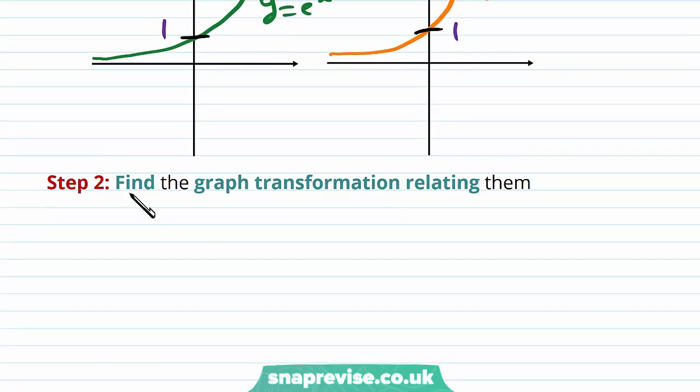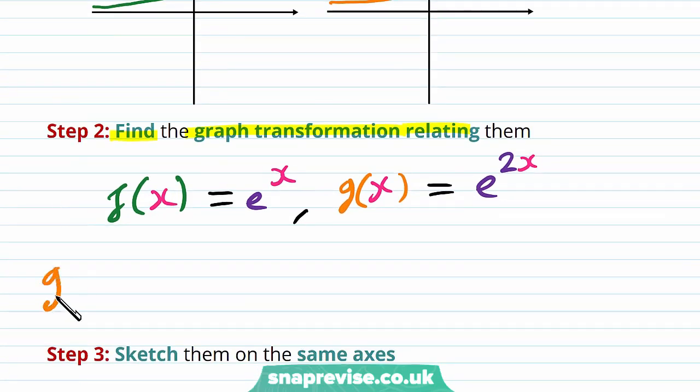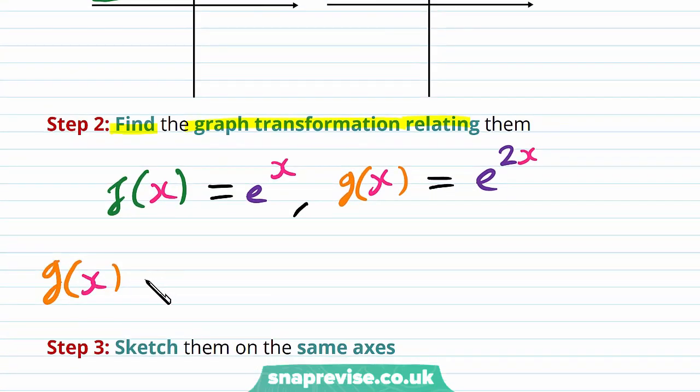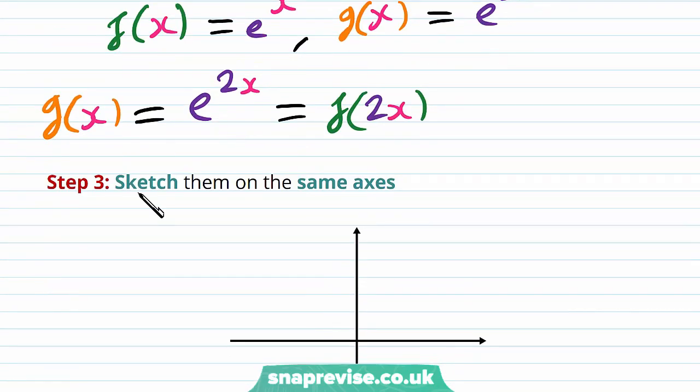Our second step is to find the graph transformation relating them. If we let our f of x be e to the x, and we let g of x be e to the 2x, then we note that our g of x, which is equal to e to the power of 2x, is just the same as f of 2x. And therefore we can use this to, for our final step, sketch them on the same axes.